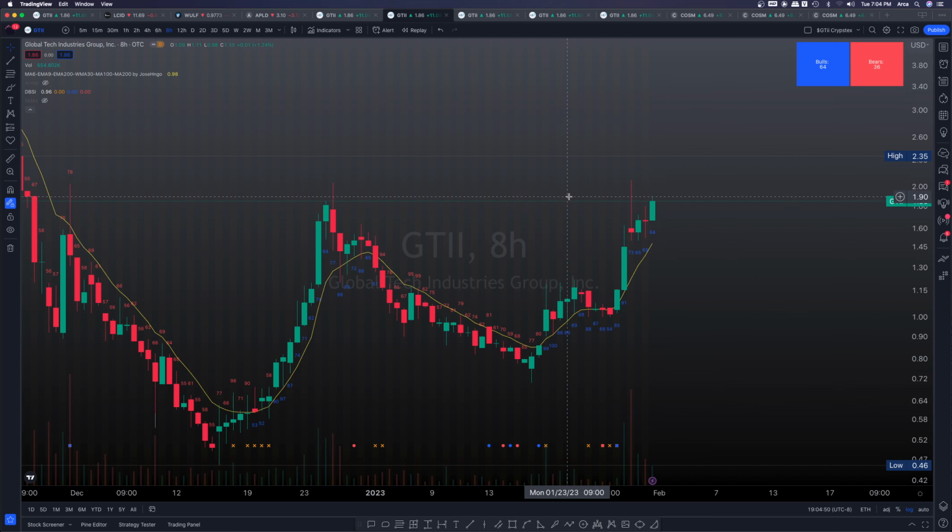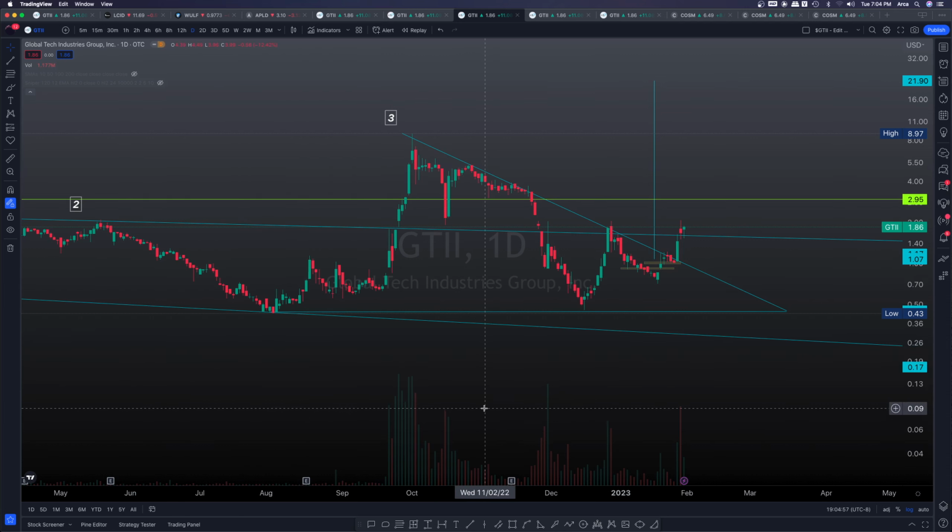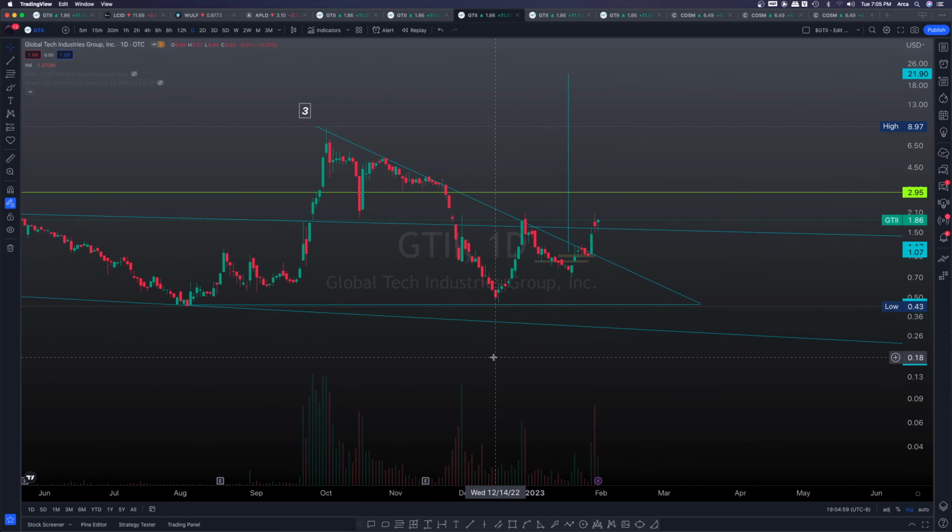So this is essentially what we're getting. We're still getting bull strength right here on both of the indicators. Let's go ahead and move on to the next and very important chart on the daily.